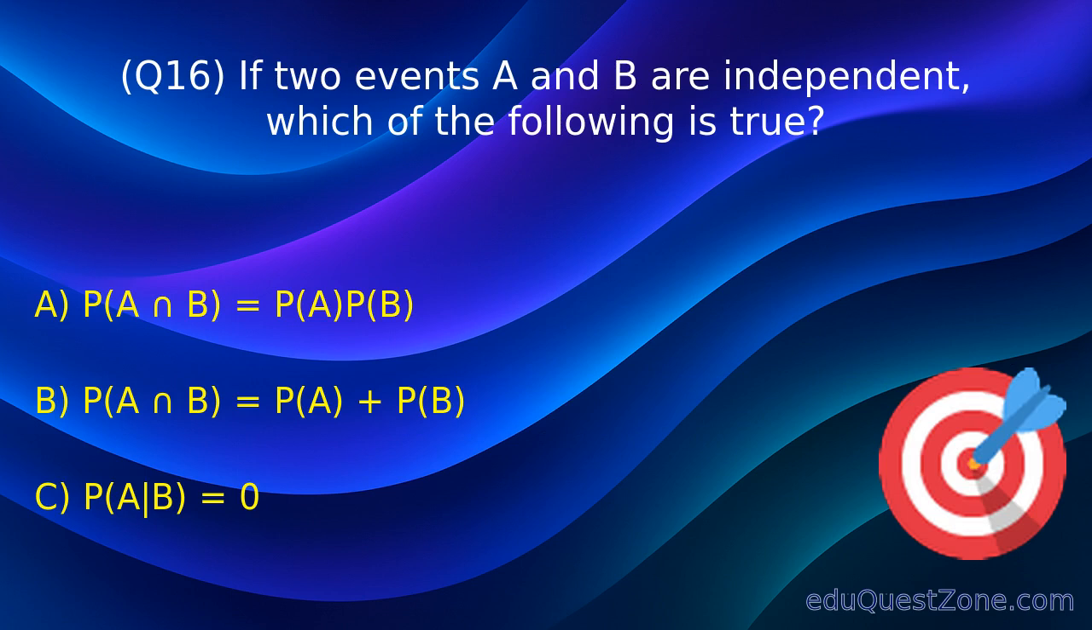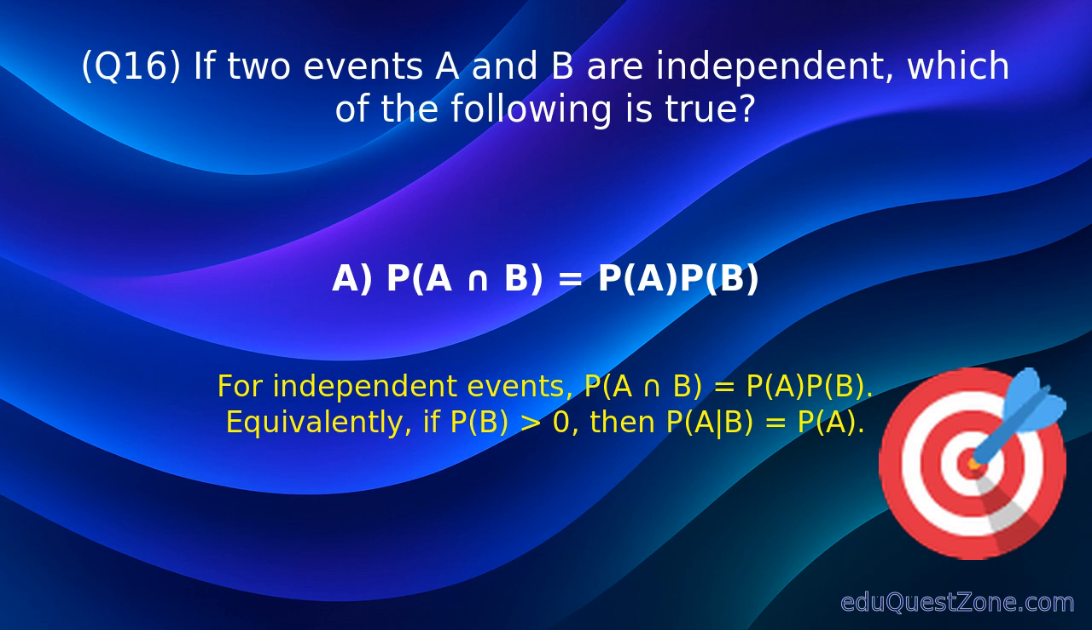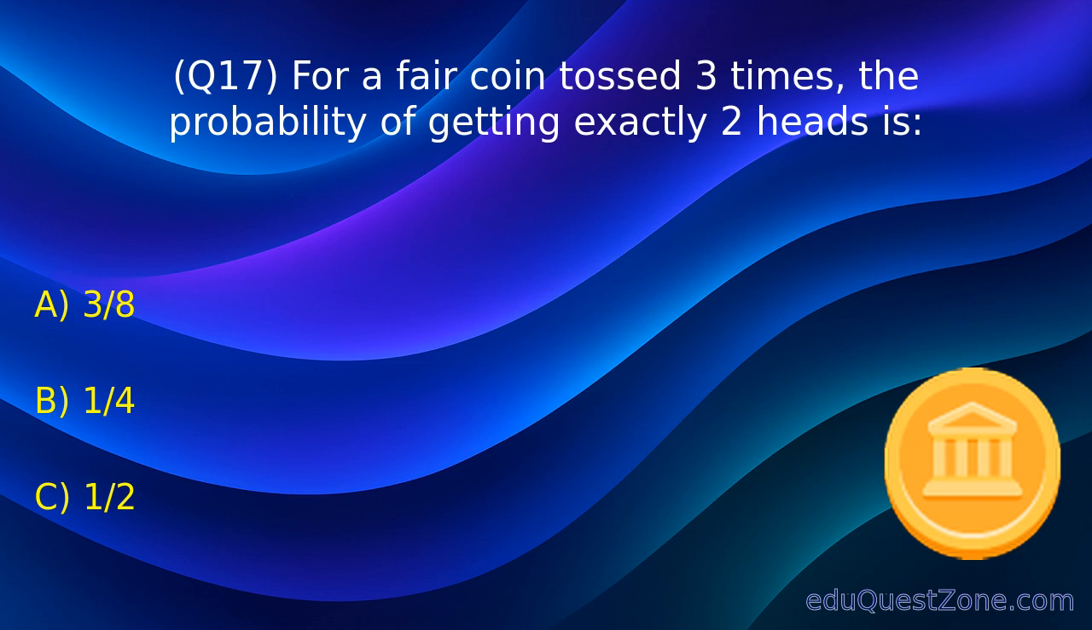Question 16. If two events A and B are independent, which condition is true? Option A: P(A intersection B) equals P(A) times P(B). For independent events, the probability of A intersection B equals the probability of A times the probability of B. Also, if the probability of B is greater than 0, then the probability of A given B equals the probability of A.